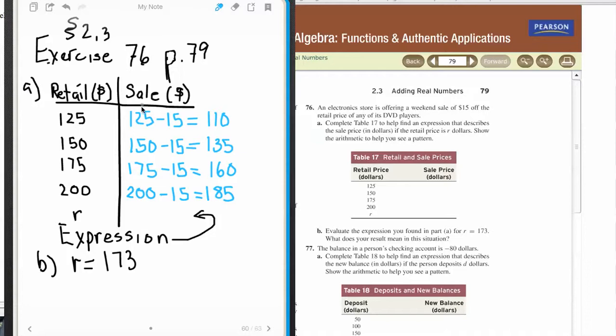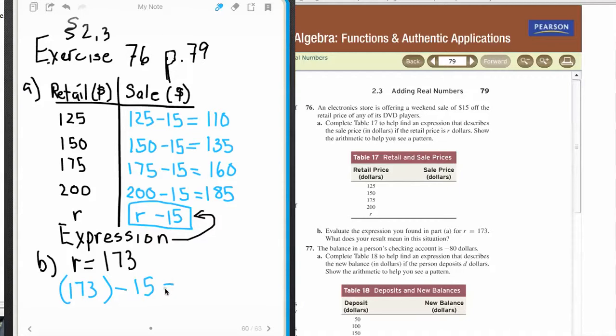Whatever our retail price is, and we're going to call that R, retail price, minus, and every time we subtracted, minus $15. And so this is our general expression that part B is asking us about. So in B, we're going to evaluate this expression. So if our retail price is $173, we have 173 minus 15.